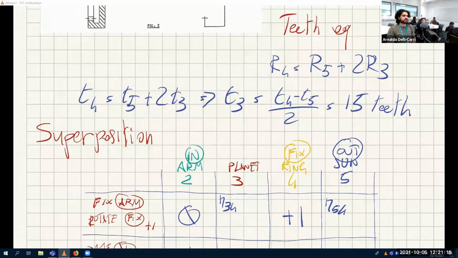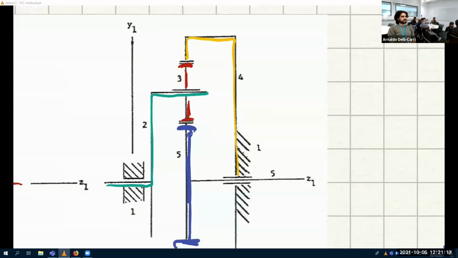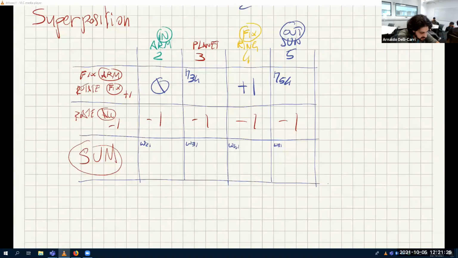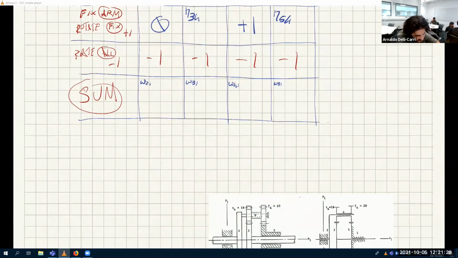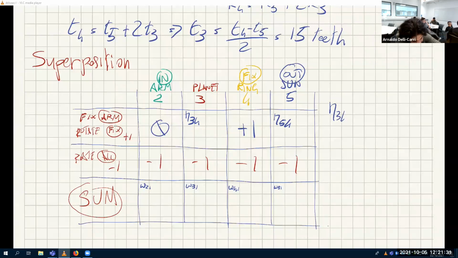Okay, so how much is eta 3-4? Do 3 and 4 mesh together? Yes. Internally or externally? Internally. That means positive or negative? Nice. So eta 3-4, let me do it here on the side. Eta 3-4 is omega 3. Again, I am doing this step by step. When you get skilled enough, you can just write it down as it is. This is T4 over T3. Positive because it's internally meshing. That's it. You don't need to do anything. This is T4 over T3.